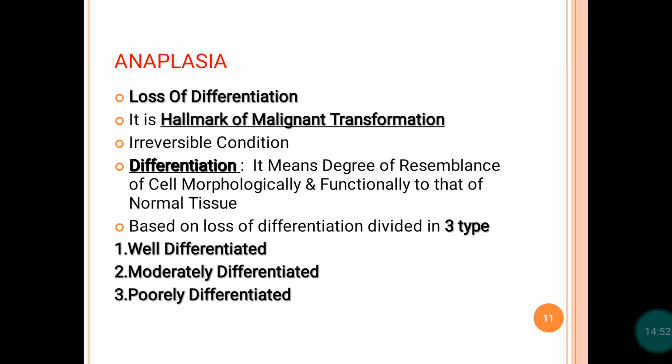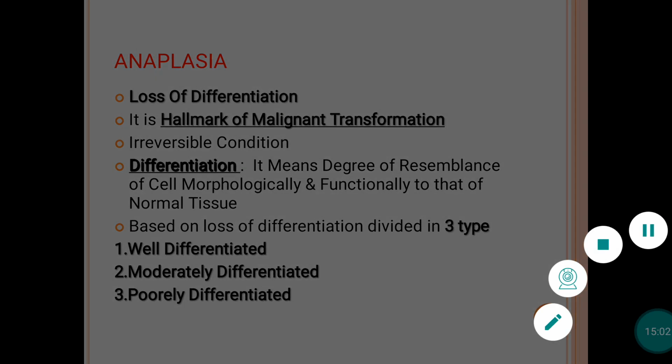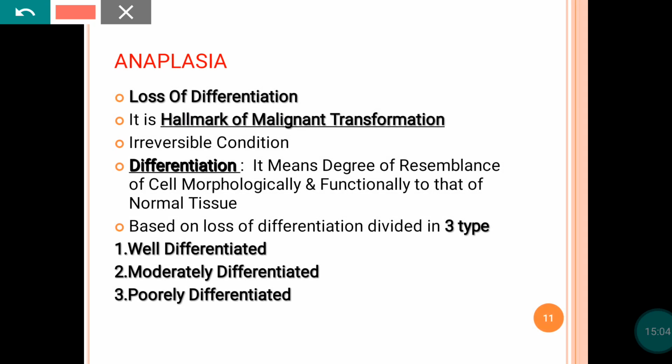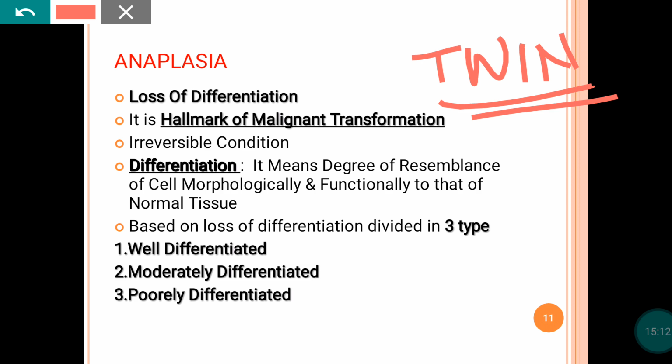Okay, now we will see the features of malignancy. Before I teach you about anaplasia, you should be familiar with what differentiation is. Now I will give you an example. Suppose there are two monozygotic twins. Then they will look ideally like each other. I mean, they are similar in look, so that is known as well differentiated.